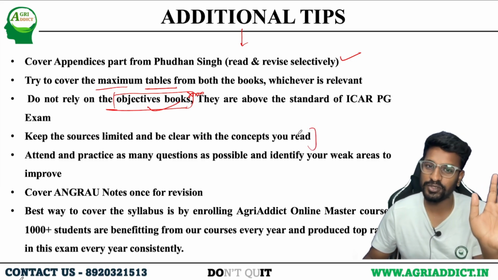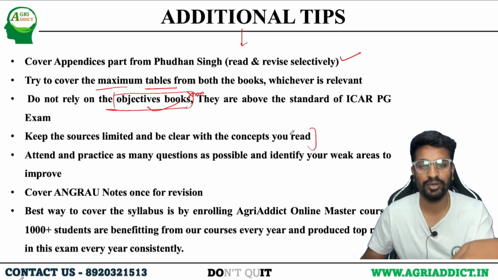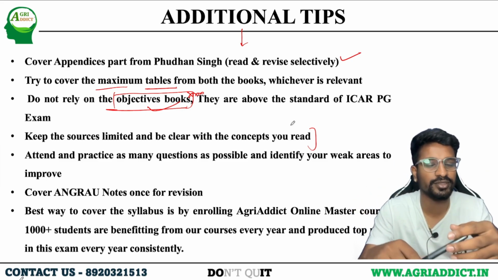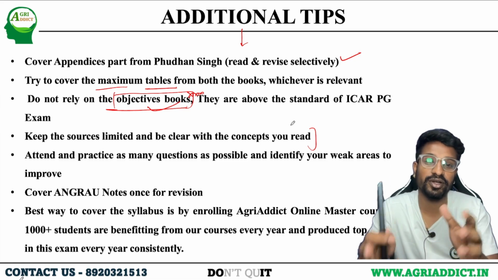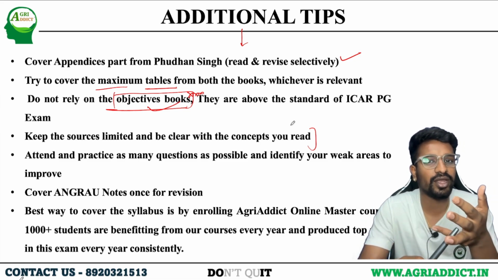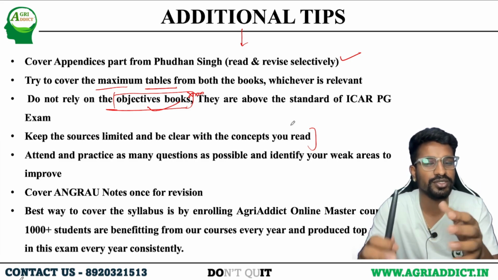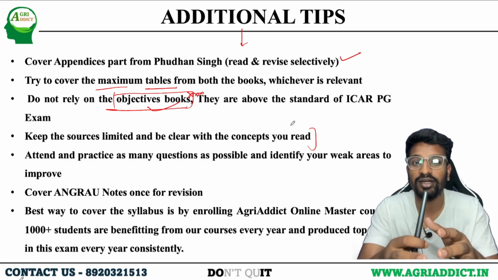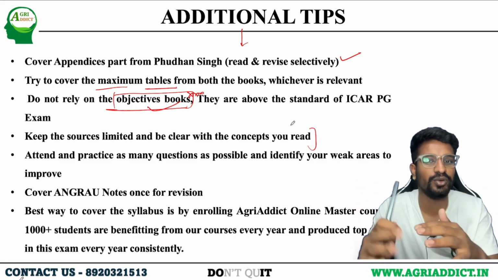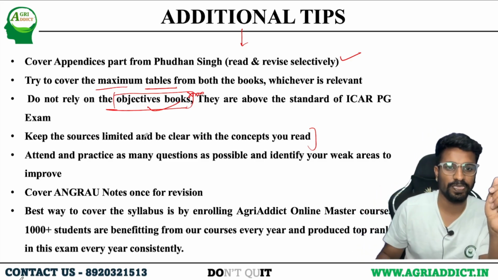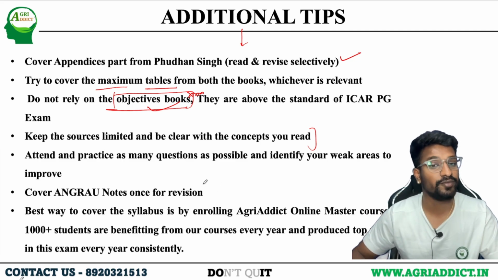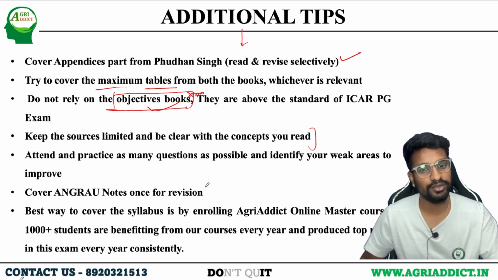Next, keep the sources limited. Do not take more and more books like Pundan Singh, BD Singh and some other materials. Keep the resources limited. But for revision, you can go for Anglo notes, aggregate notes, or any class notes that you have from your UG. Those will be for your revision, but do not increase the textbooks for the exams. BD Singh and Pundan Singh are more than sufficient. Do not go beyond this for ICAR PG, and practice as many questions as you can soon after you complete a chapter. That will help you in analyzing things and also work on your weak areas.